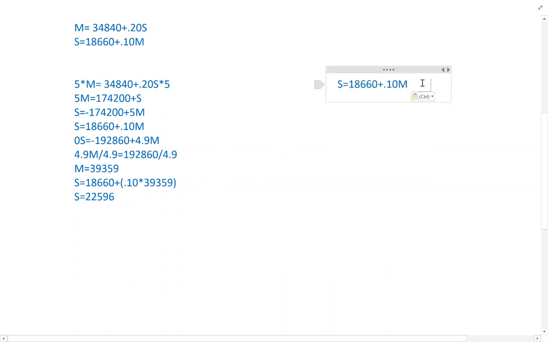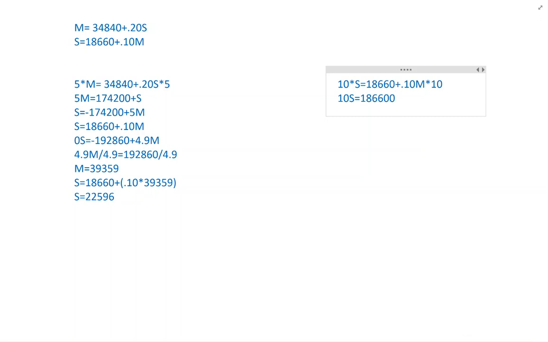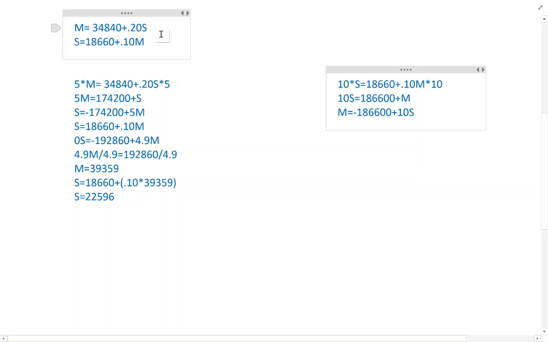Okay, let's start with the equation of S to show you that no matter which equation you start with, you will have the same answer. Now I will multiply both sides by 10, which will become 10S equals 18,600, with an extra 0 because of multiplying by 10, plus 1M, or M. And then rearranging becomes minus 18,600 plus 10S. Subtracting the equation of M, we have 0M, and then minus 18,600.